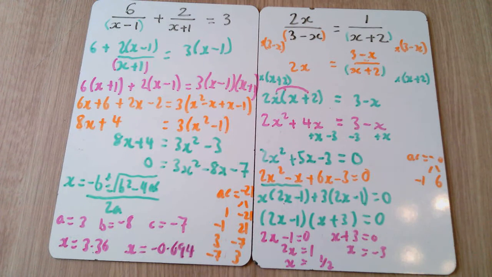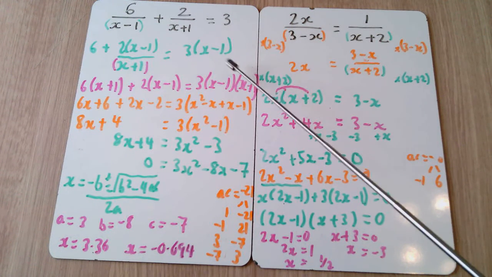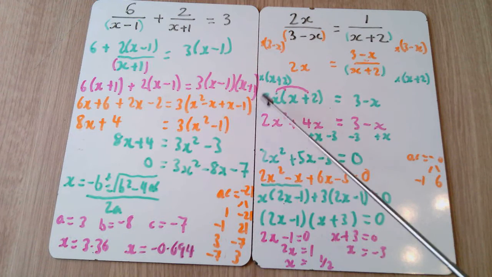Now, I haven't gone through this in full detail, but it just follows the same process as we've seen previously: we multiply through by the denominators, expand our brackets, create our quadratic, and then solve.